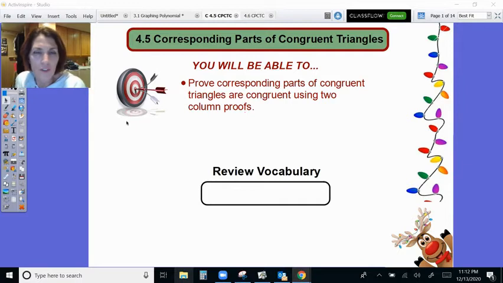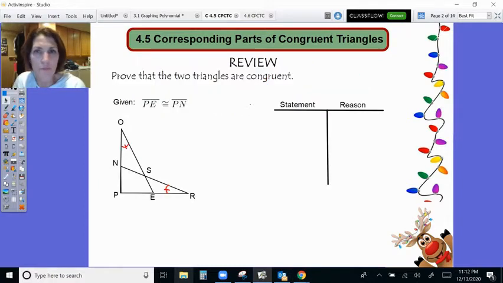Hello everyone, welcome back. We're going to start 4.5 today, corresponding parts of congruent triangles. We're basically just adding a step to some of our proofs. Okay, so I want to review what we did last week with our proofs.